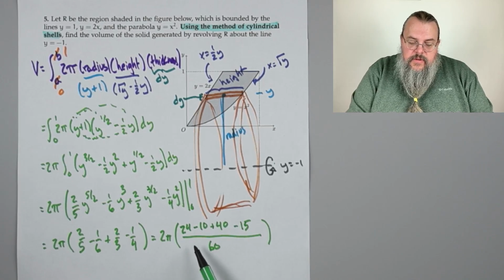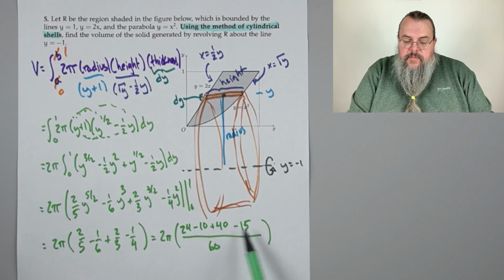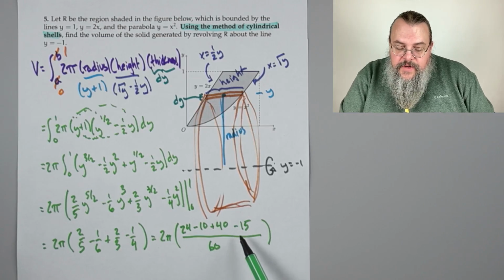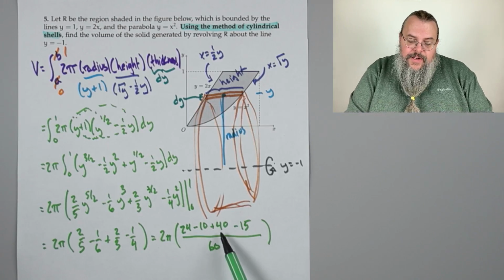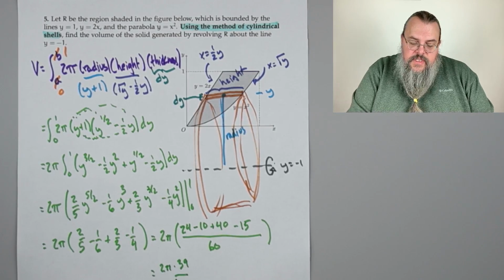All right, so we have 24 minus 10 minus 15. Actually, minus 10 and minus 15 is minus 25. 24 minus 25 is minus 1. So you end up with 39. Okay, so we have 2 pi times 39 over 60.